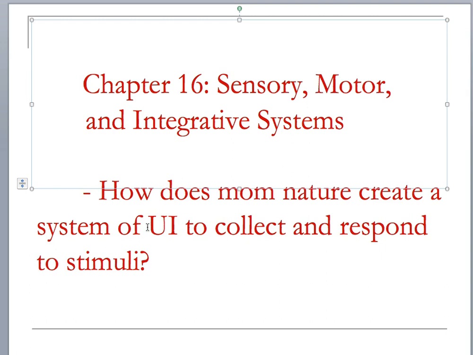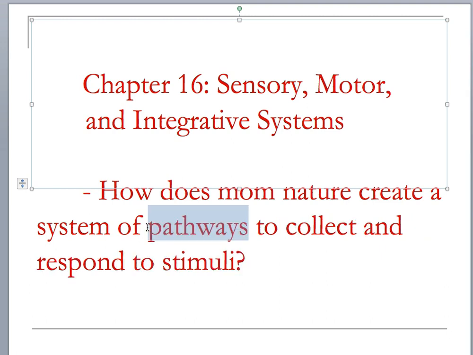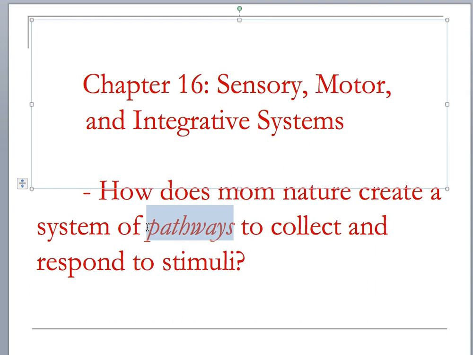Oops, that's not what you wanted to do there. Control Z. Let's get it back up.